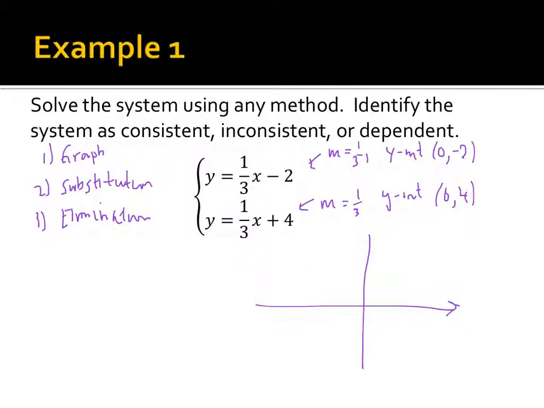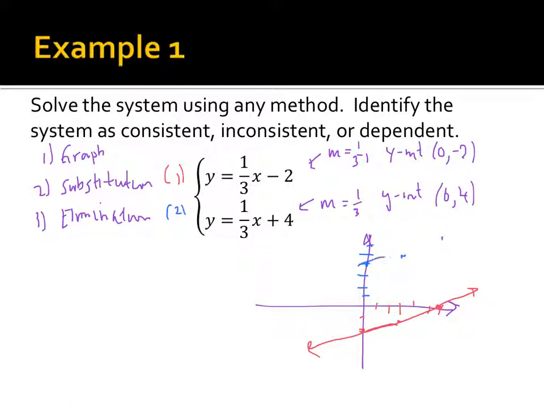Please excuse the fact that this is not going to be the best graph. For example, for the first line, equation 1, I go to -2, which is maybe down here, and I go up 1 and over 3: 1, 2, 3. And then I go up 1 and over 3 again. Graph paper is always better when you're solving by graphing, but there's my first line. And then the second line starts at 4, 1, 2, 3, 4, and it also goes up 1 and over 3, and then up another 1 and over 3 again.